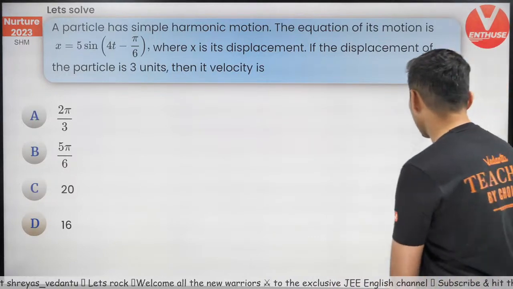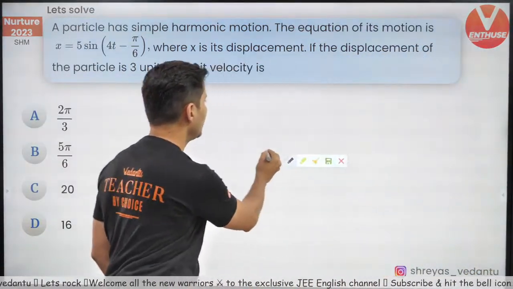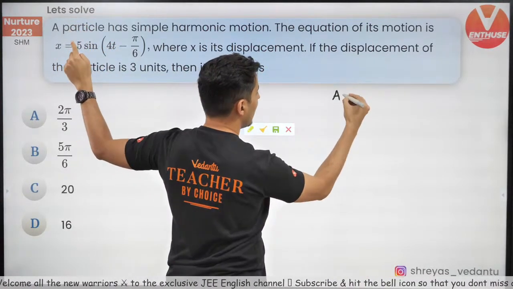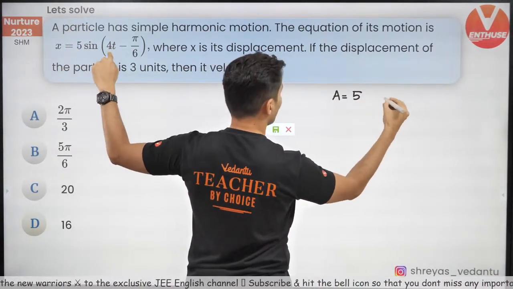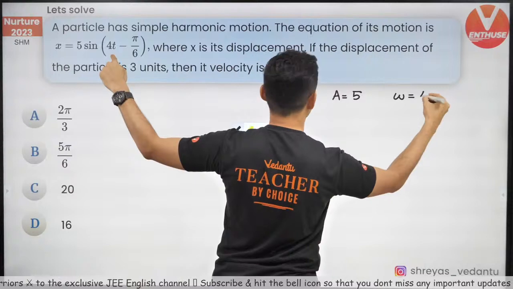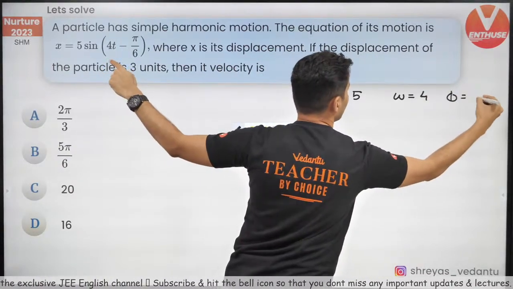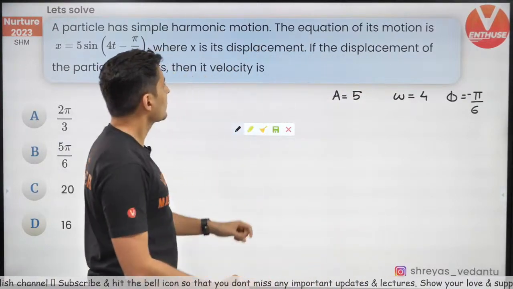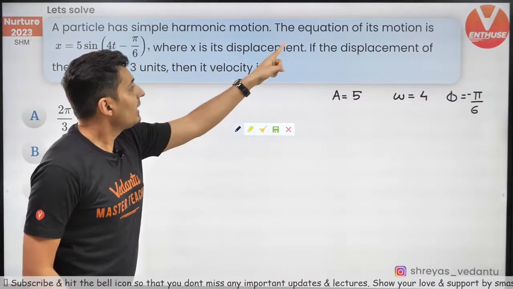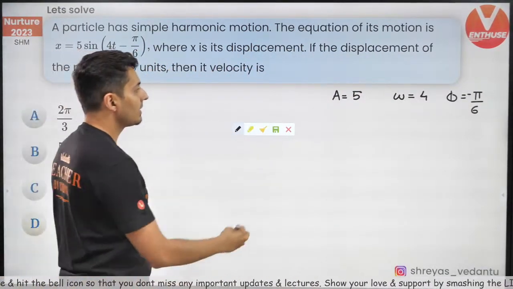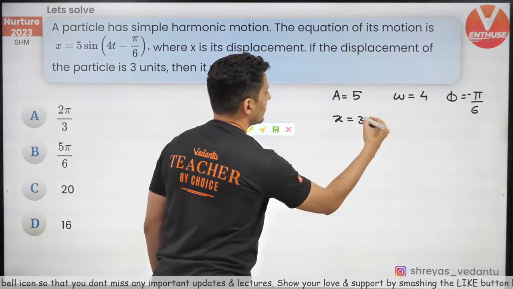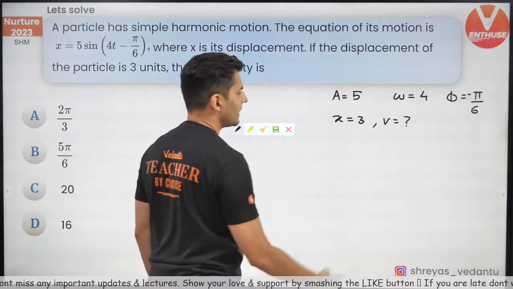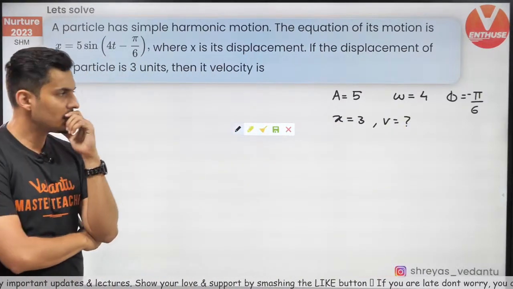Okay, let's again write down what we know about this question. Comparing this with our original SHM equation, the amplitude is 5, the value of omega is 4, and the value of phi is minus pi by 6. What is the question? If the displacement x is equal to 3, how much is the velocity? How do you do this?